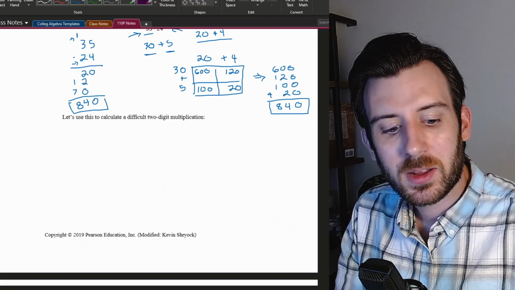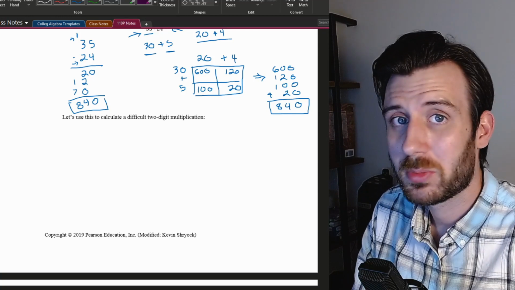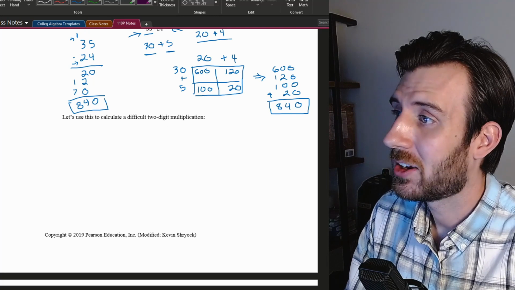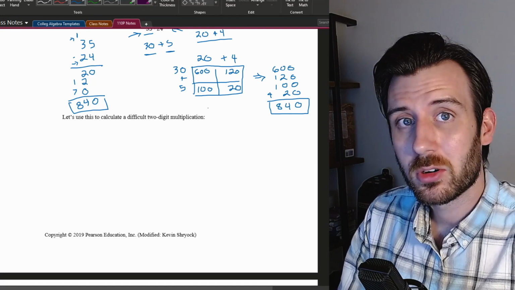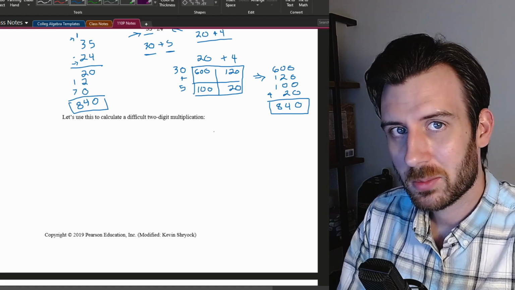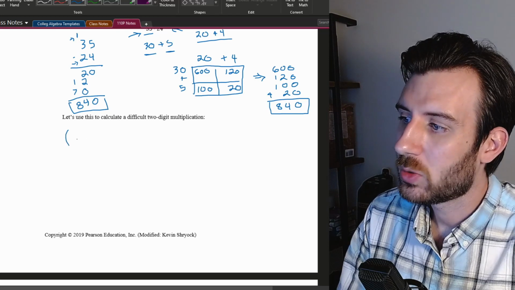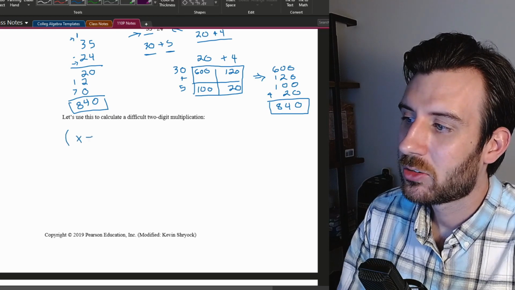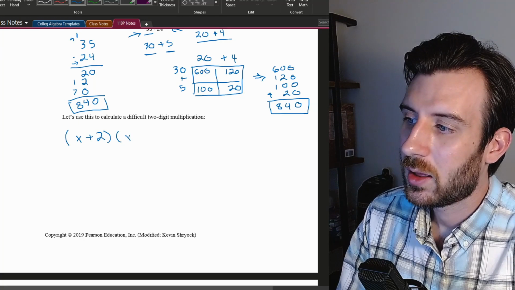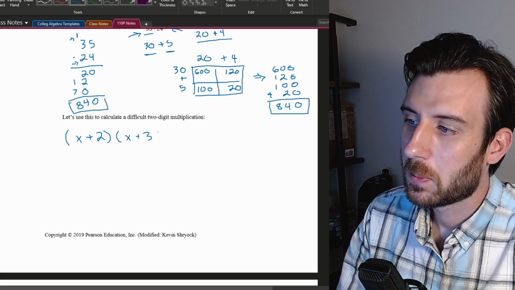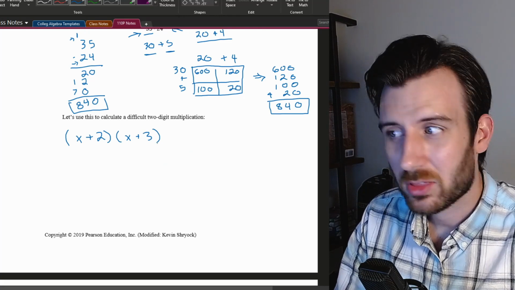Now, by changing our perspective, it also allows us to be able to answer some very interesting questions that would normally be quite difficult. Let me show you something that's kind of cool. If we started off and instead of saying that I want to multiply numbers, what happens if I want to multiply variables? So let's look at something that would normally be a very difficult problem to solve. So we have, let's say, x plus 2 times x plus 3.